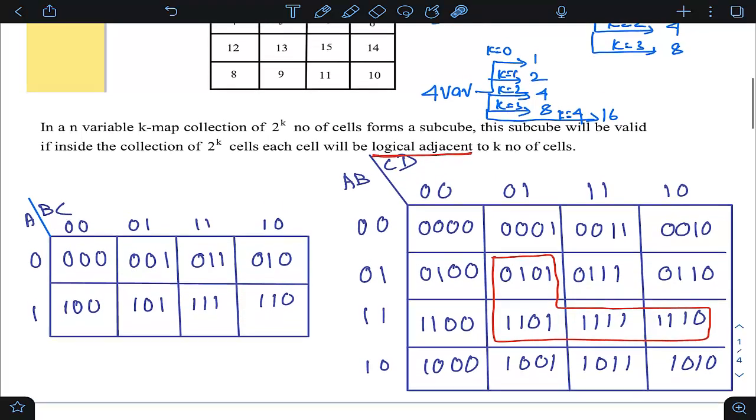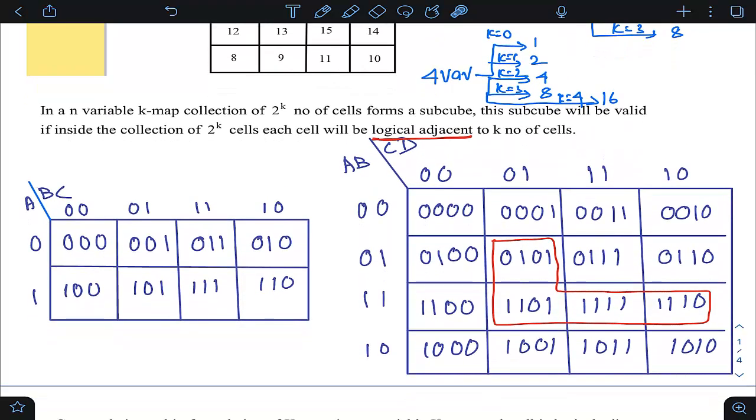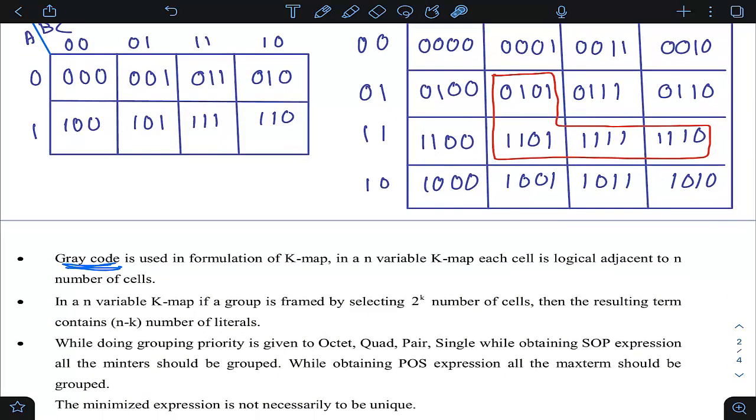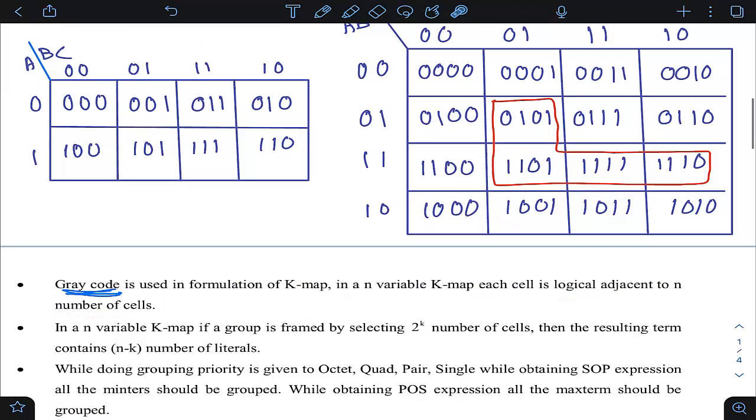And in an n variable K-map, students, remember, each cell is logical adjacent to n number of cells. This point I have also written here. Gray code is used in the formulation of the K-map. Suppose you ask me, sir, for this cell, what are the logical adjacent cells? So this one, this one, this one: left, right, bottom, 3. If you ask me for this one, what are the logical adjacent cells? This one and this one. You check whether this one bit change property is satisfied or not. Any cell you take arbitrarily will be logical adjacent to 3 number of cells.